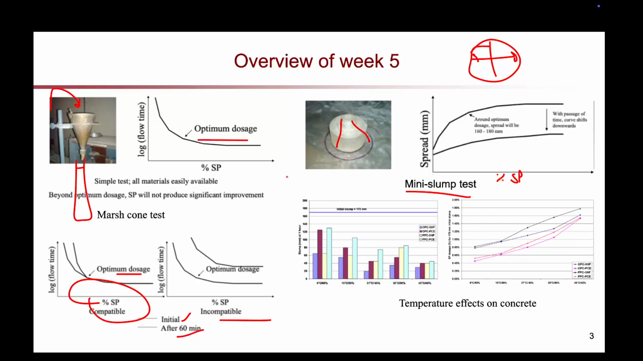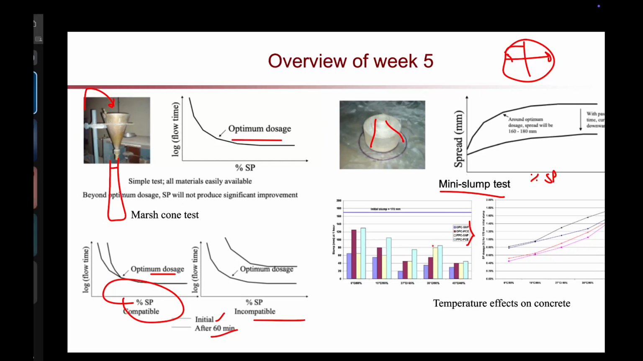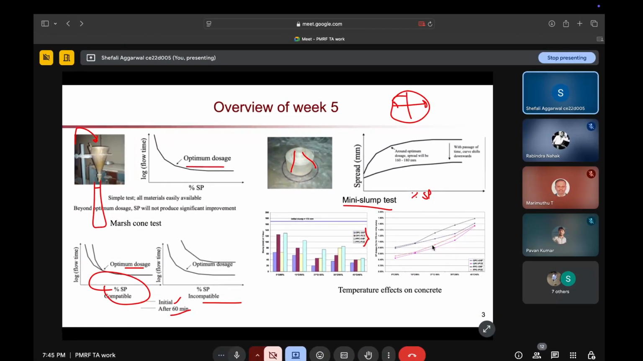Next, once you have decided the optimum dosage and whether your superplasticizer is compatible or not, we will check the effect of temperature on different types of concrete. Mainly today we are using two types of superplasticizer, SNF and PCE based. What is the difference between these two types of superplasticizer, if anybody remembers, based on their mechanism?